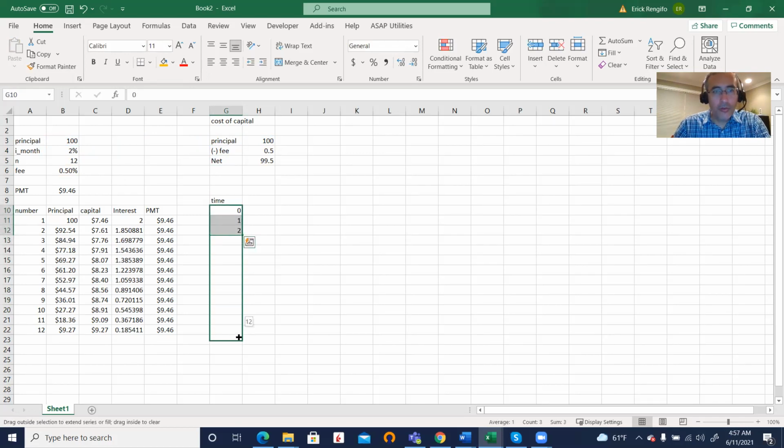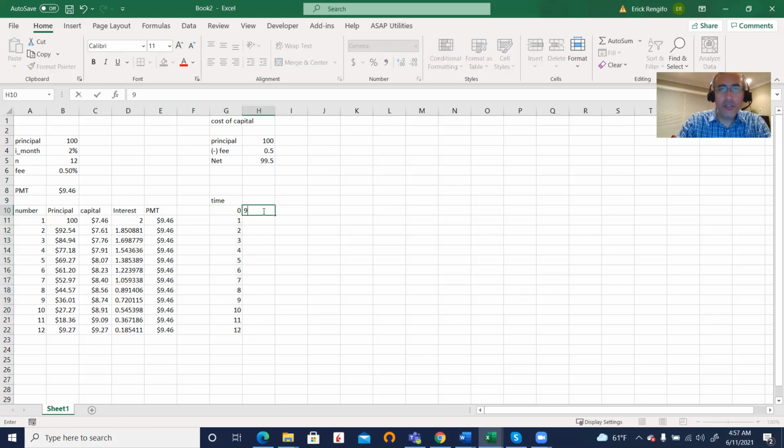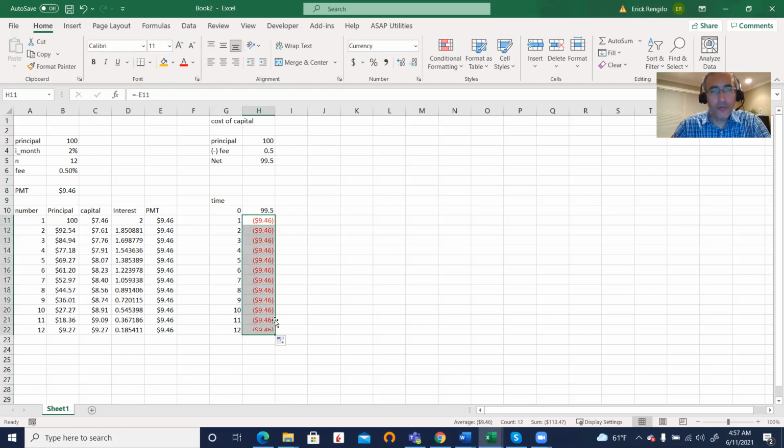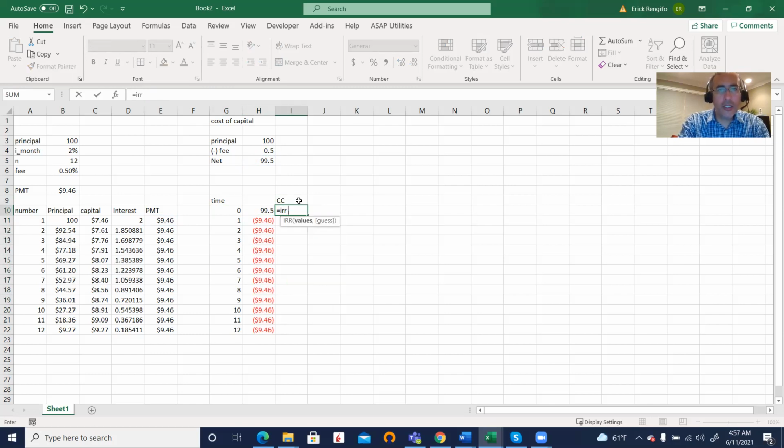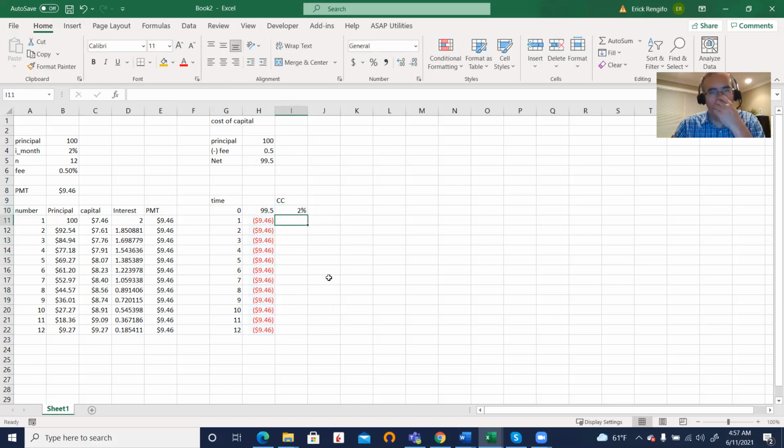So we got 12. In time 0, I receive a 90. I receive this amount here, and then I simply copy the payments here. I copy the negative of the payments because they are outflows. Remember that. To compute the cost of capital, I simply use the internal rate of return technique. I lock all this part here, and here we go.